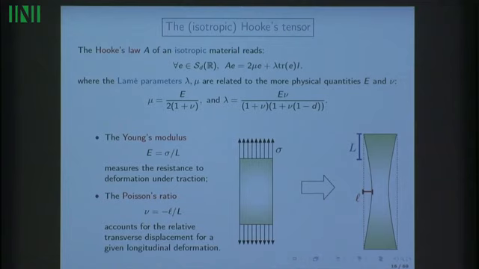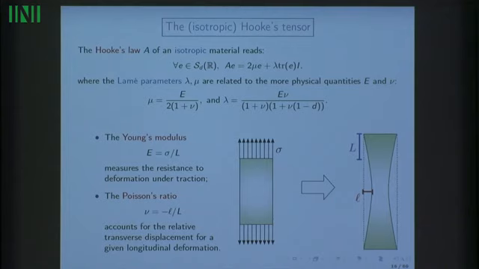So this Hooke's law is given when the material is isotropic, meaning that it behaves in the same way in all directions of the space. Then it reads like this, and it depends on two parameters, λ and μ, the Lamé parameters, which are better expressed in terms of more physical quantities, which are the Young's modulus and the Poisson's ratio. So the Young's modulus is typically the stress that you have to exert to stretch one portion of material by a unit length. So the larger the Young's modulus, the larger the force that you have to pull to stretch one piece of material, so the more resistant the material is.